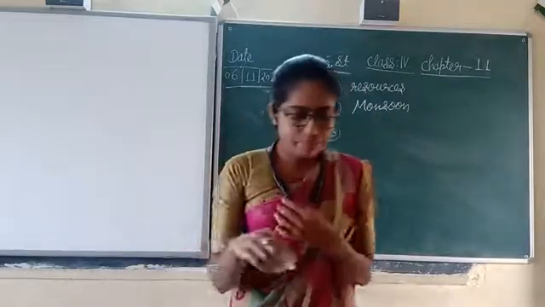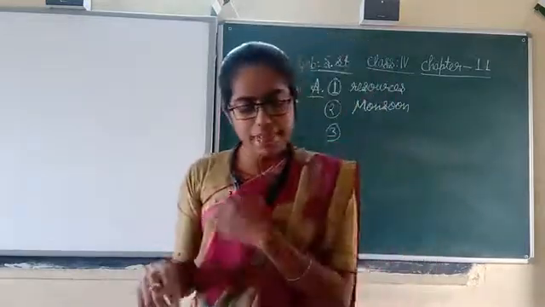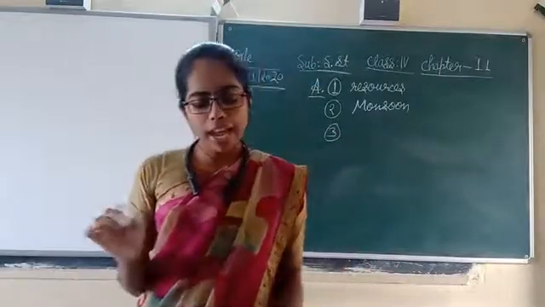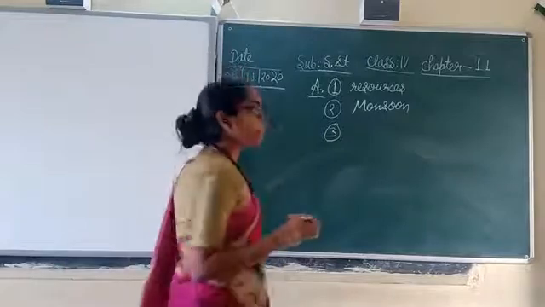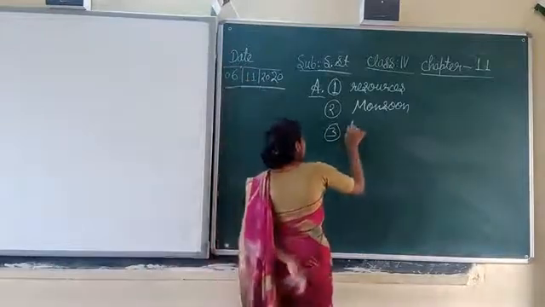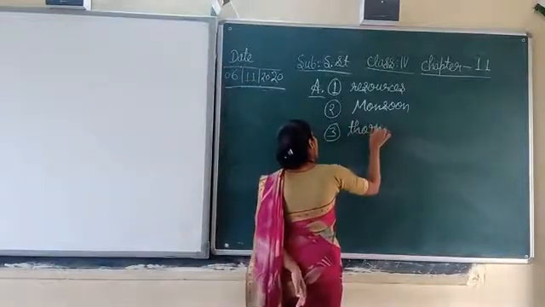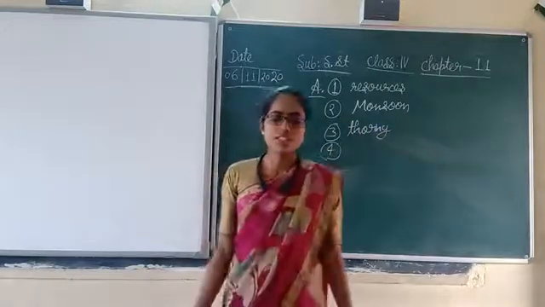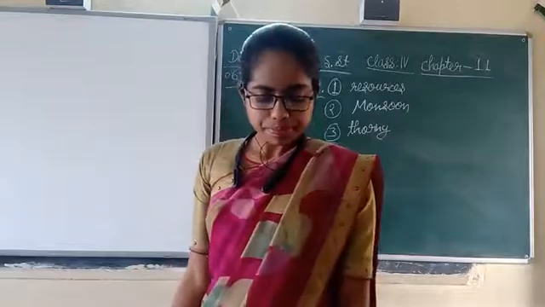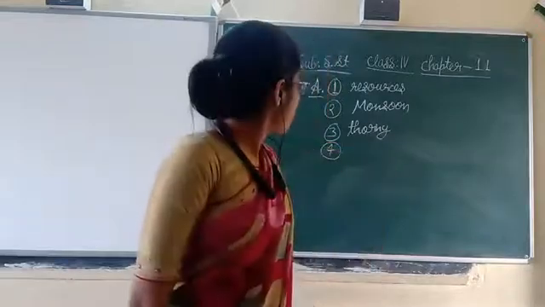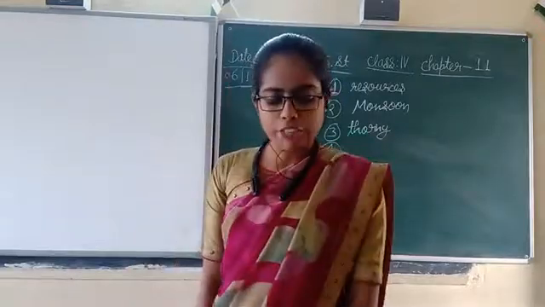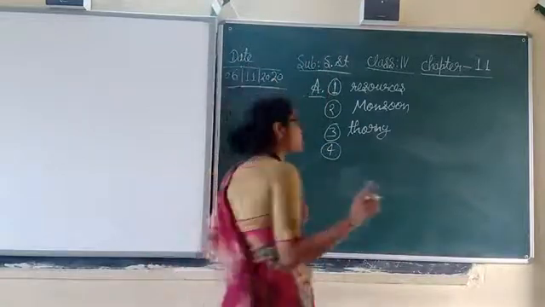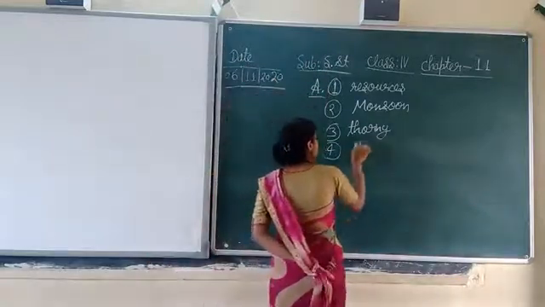For the third one, trees and plants of dash forests have sharp thorns and small leaves. So what will be the answer? Thorny. Now for the fourth question. The Wildlife Institute in India is set up at dash. Now, I only told you, Dehradun.